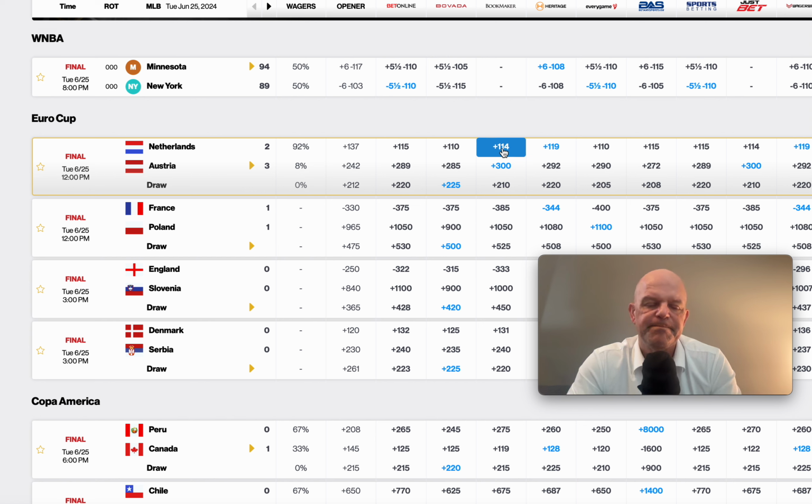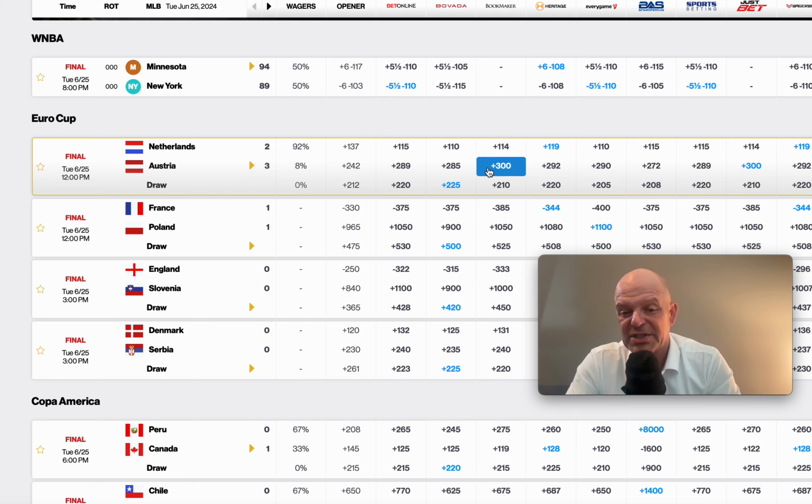And the reason being is that they should win 50% of those games. If the model is good, Netherlands should win 50% as well. So they could actually win at plus 300. They could win less than 5 times and still be profitable long term.